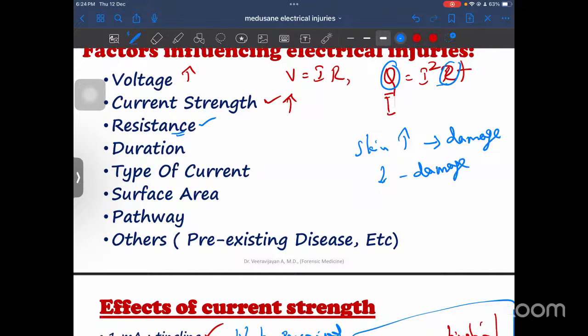In our human body, dry skin is the tissue with maximum resistance. After that comes bone. If the dry skin becomes wet, the resistance will reduce. In your MCQ, they may ask which is the tissue with maximum resistance. That is dry skin, not the wet skin. Then bone. Then another MCQ. If they ask about the maximum resistance, automatically they may ask the tissue with least resistance. That is body fluid.